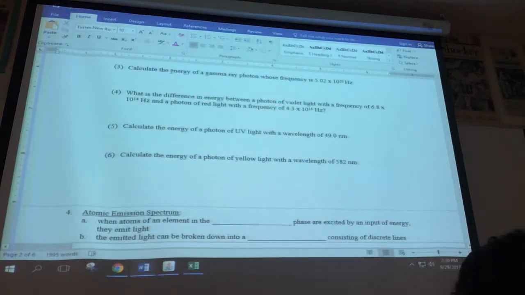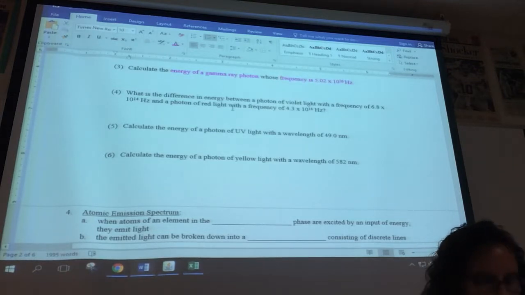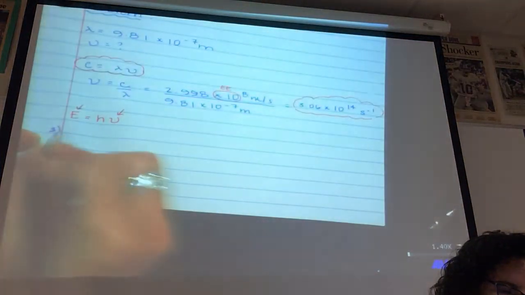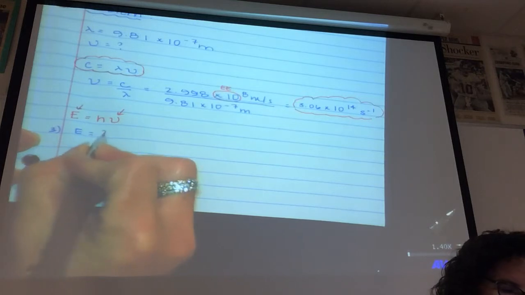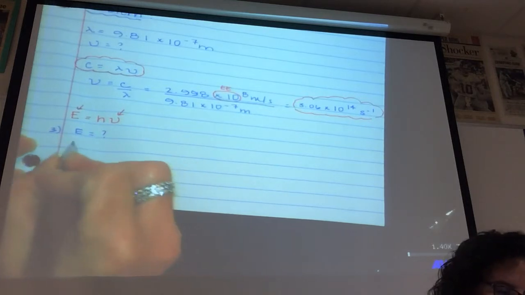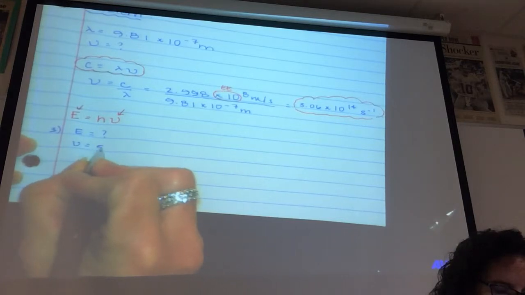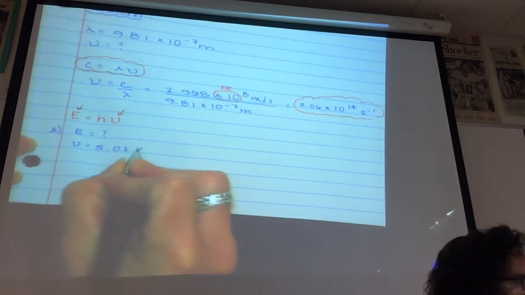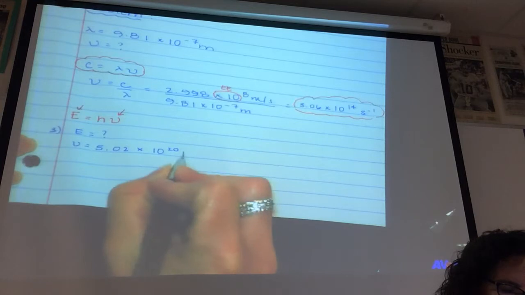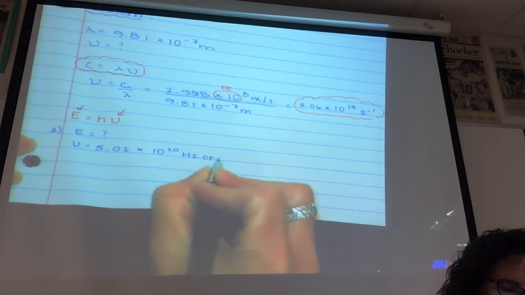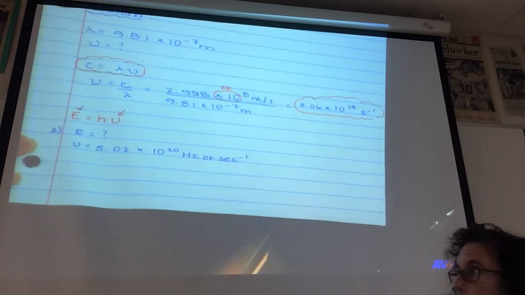Question 3 says calculate the energy of a gamma ray photon with a frequency of 5.02 times 10 to the 20th hertz. So we're going to pull the information out. We want to know the energy. The frequency is 5.02 times 10 to the 20 hertz. And remember, hertz is the same as seconds to the negative 1.